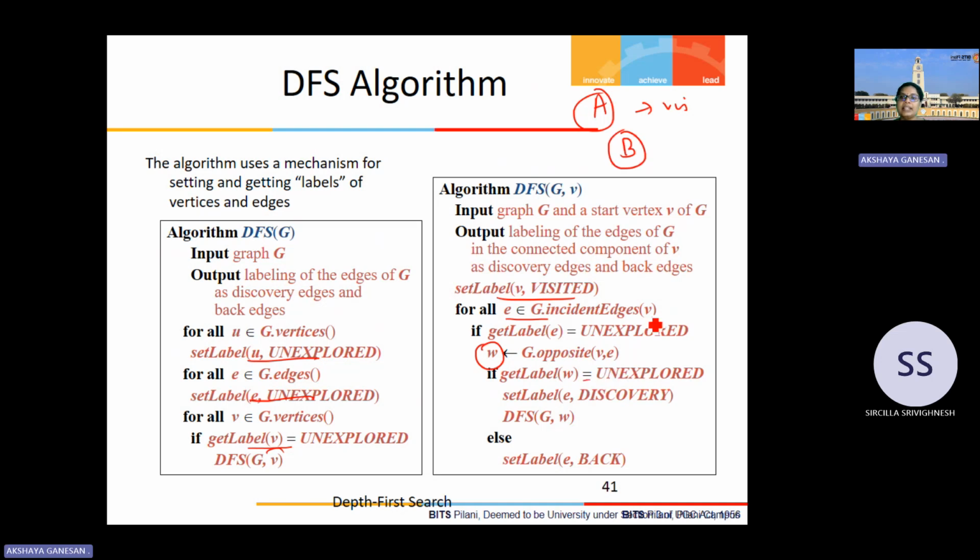Now for that B, it sets B as visited. And this makes this a discovery edge, and now calls DFS of B. So what happens? DFS of B again will call this particular one. So again from B, you will check what are the connected edges. If it is unexplored, you find the opposite. If it is explored, you set the label as back. So that is what you are doing.